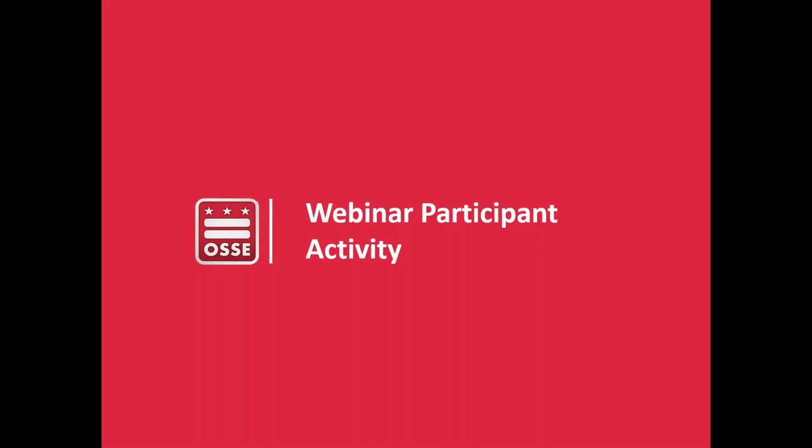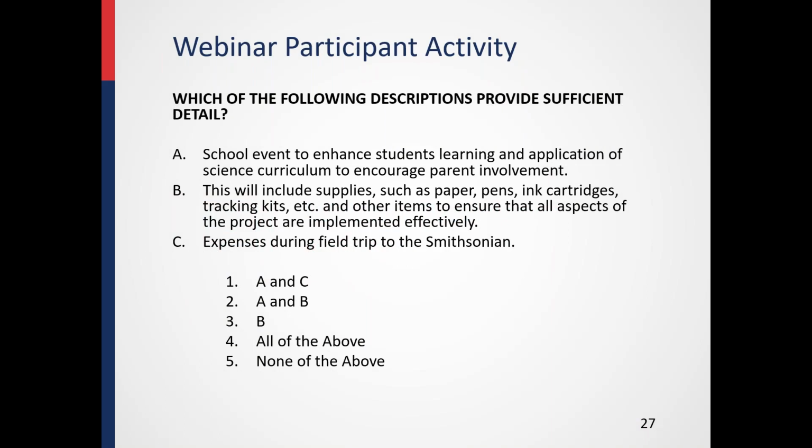All right, we have a brief quiz, and I'll warn you ahead of time that it's tricky. So in review of what we've talked about, one of the main reasons that reimbursement requests are returned, which slows down our approval process and your payment, is descriptions that don't provide enough detail. So which of the following descriptions provide sufficient detail for the OSSI staff to be able to approve it?